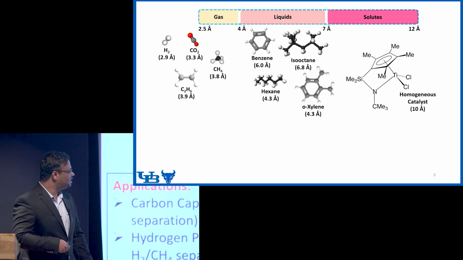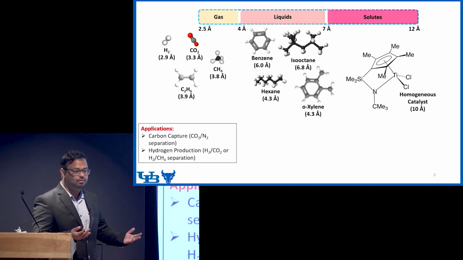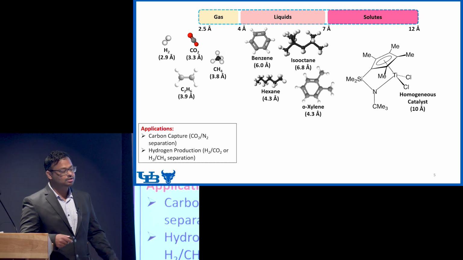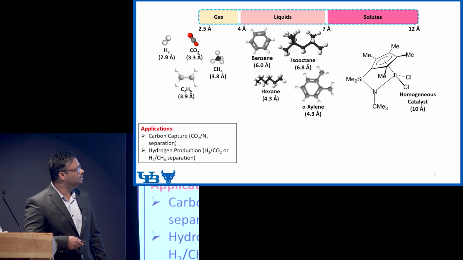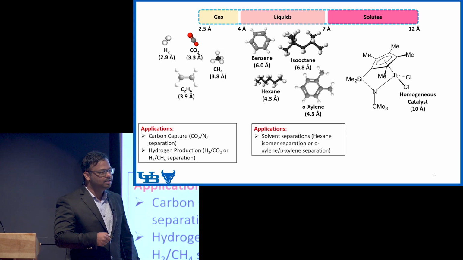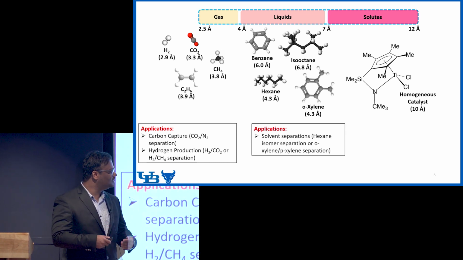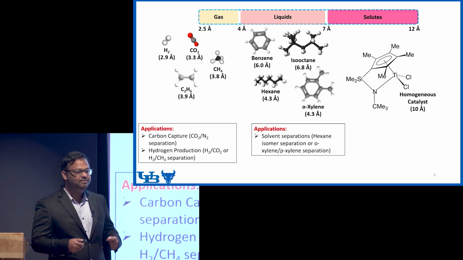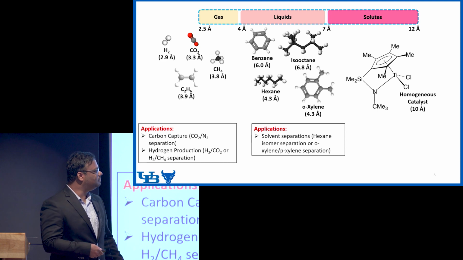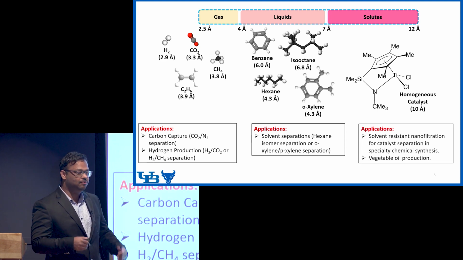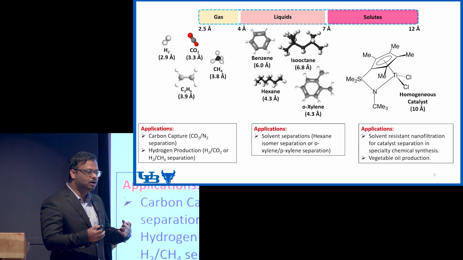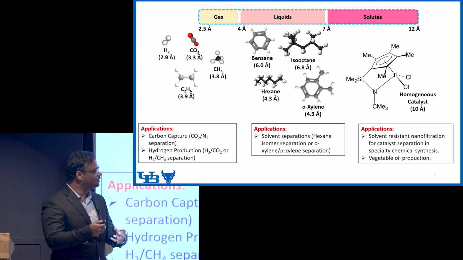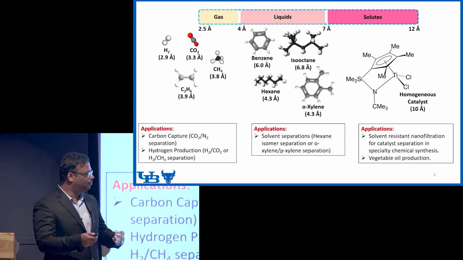The types of separation applications that we have for gases are carbon capture, which is one of the major interests these days, and hydrogen production, where we want to separate one gas from a mixture of two. The next is the solvents. We have hexane isomer separation or o-xylene, p-xylene separation. These are very important separations for the petroleum industry. And for the solutes, we have organic solvent nanofiltration, where we want to separate the solvent from the catalyst, or two catalysts from each other, or two products from each other.